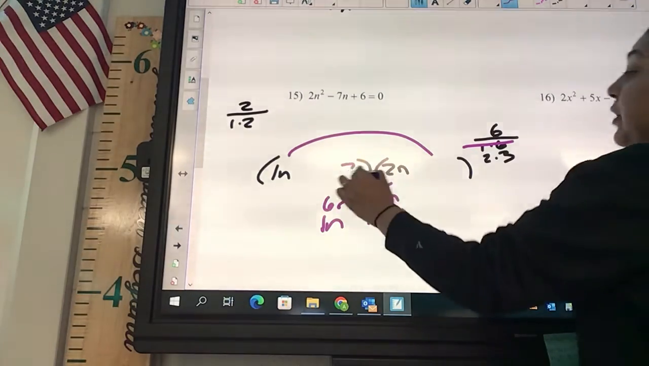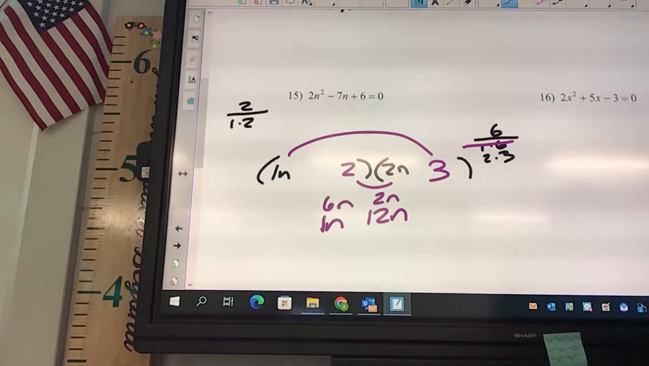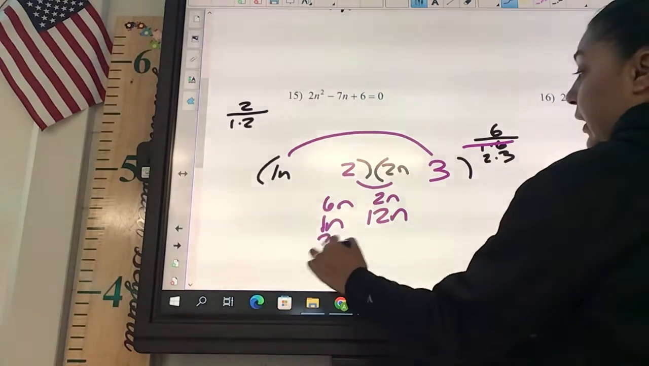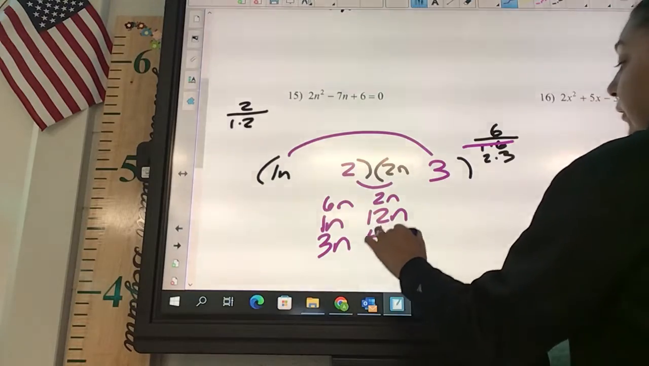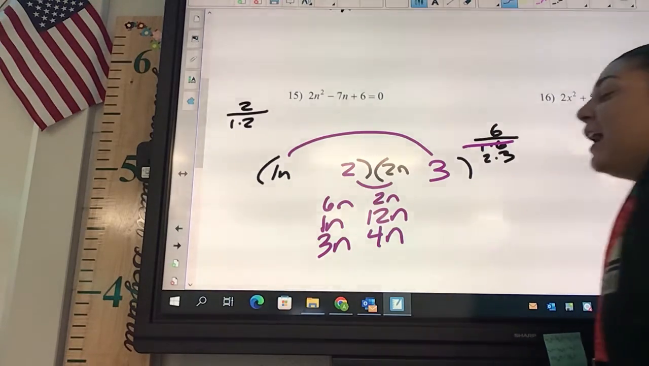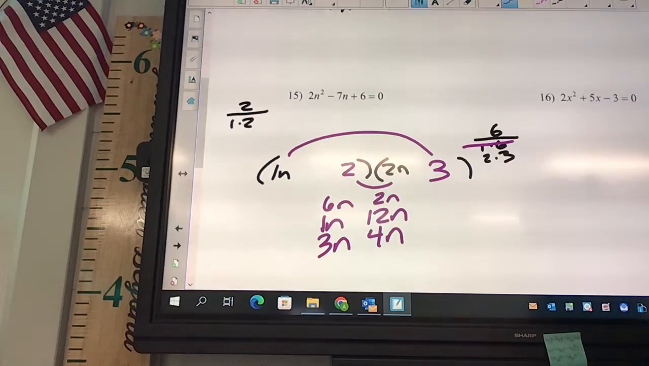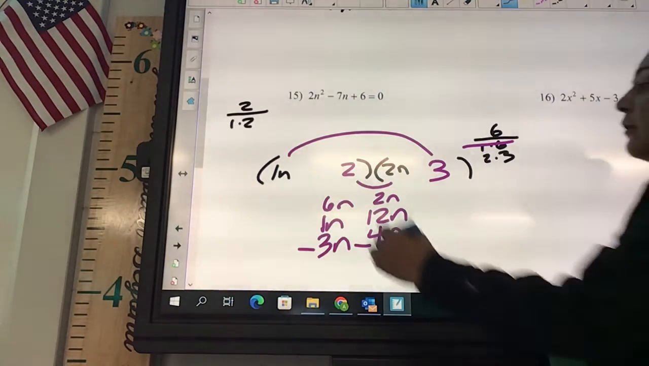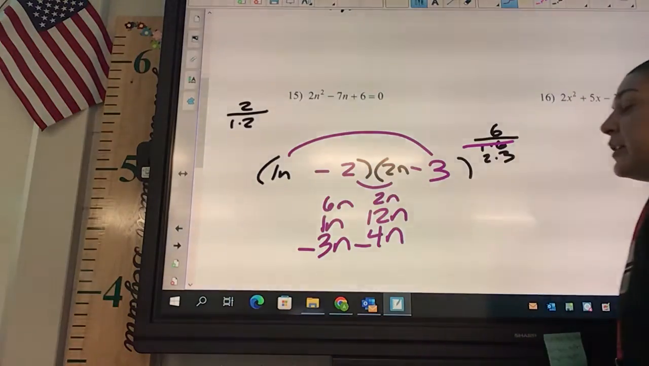Then we can try 2 and 3. Check the outer: 3n, inner: 4n. Would that give me a 7? Okay, how can I get a negative 7? Minus, minus. So you say minus, minus.